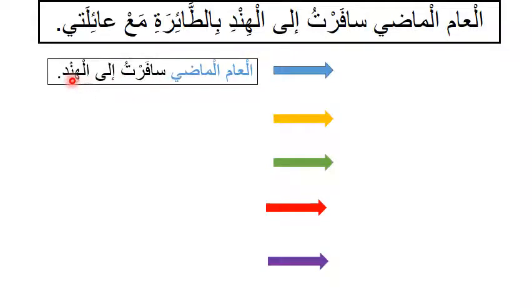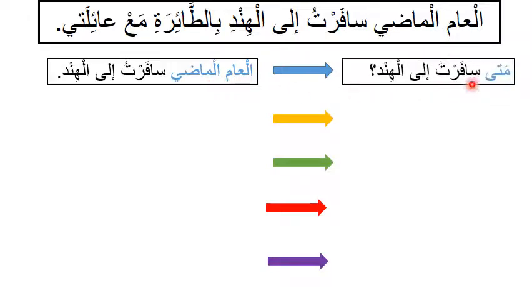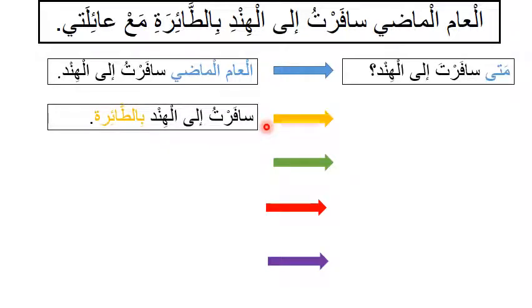سافرت إلى الهند. I'll pick only until here and I will be asking about the time, the period of time, العام الماضي. Which question word are we going to use? Well done if you said متى. متى سافرت إلى الهند? When did you travel to India? مثال آخر, we got another part of the sentence. سافرت إلى الهند بالطائرة. I'm going to take only that part of the sentence. I traveled to India by airplane.